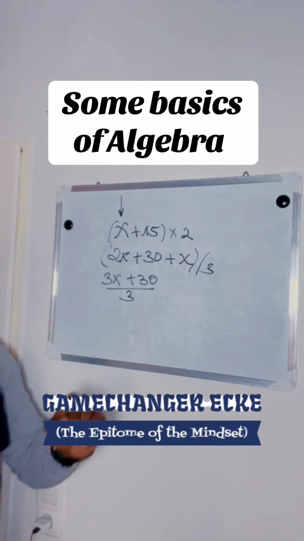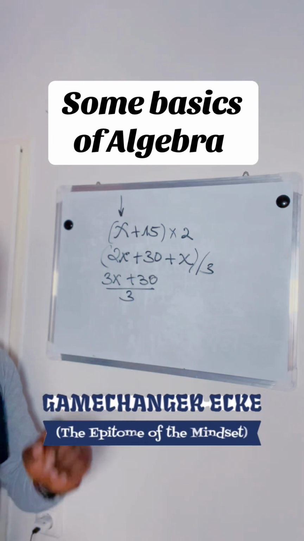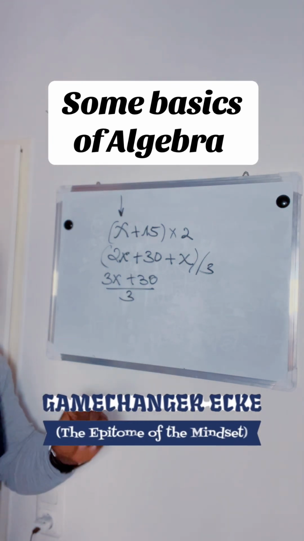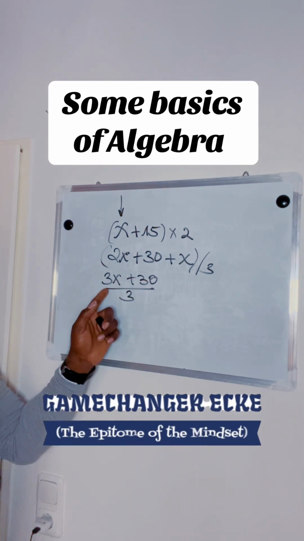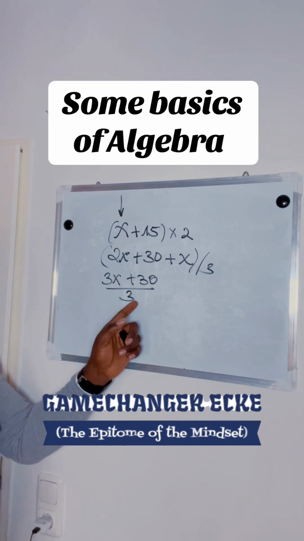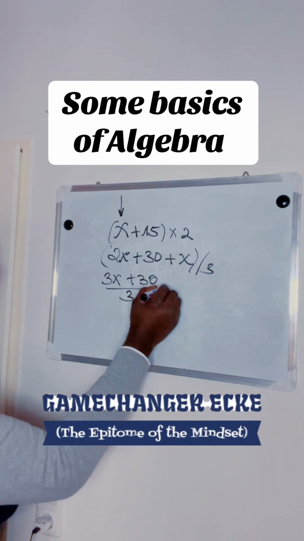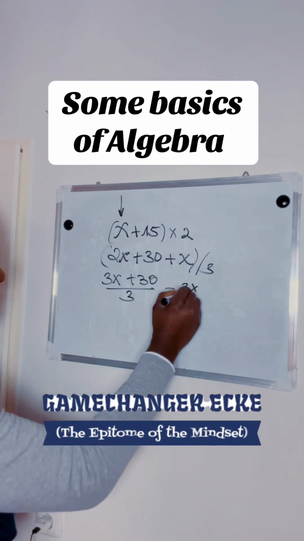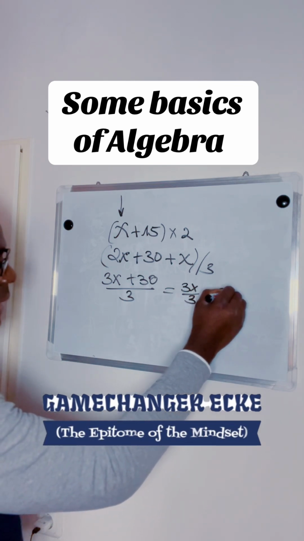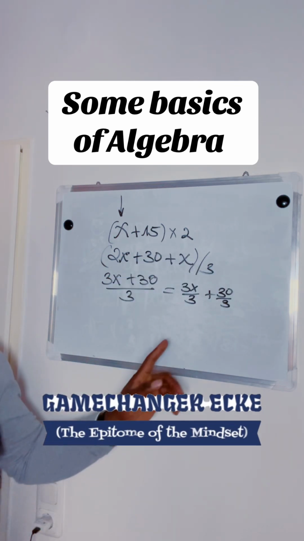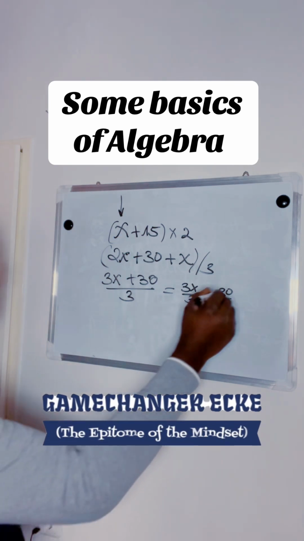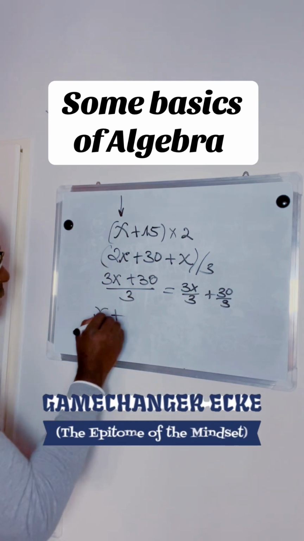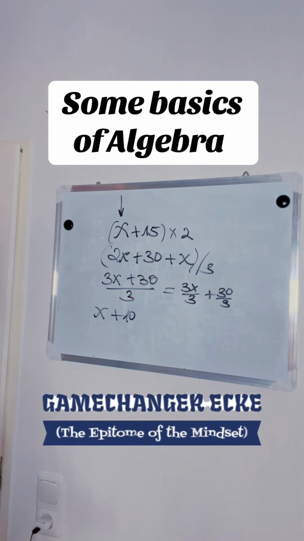And what follows is, take away the number you first thought of. So we now have this one here. When we divide this by 3, it means this is the same as 3x over 3 plus 30 divided by 3. By so doing, the answer to this will now give us x plus 10.